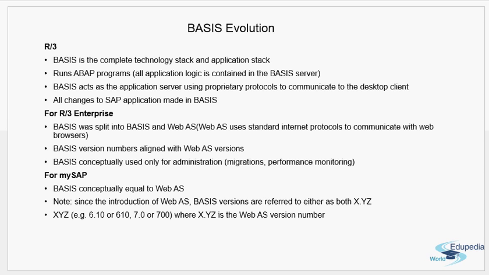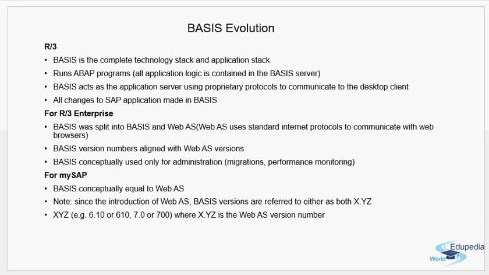Now, how has Basis evolved? In R3, Basis is the complete technology stack and application stack. It runs ABAP programs, and all application logic is contained in the Basis server. Basis acts as the application server using proprietary protocols to communicate with the desktop client. All changes to the SAP application are made in Basis.